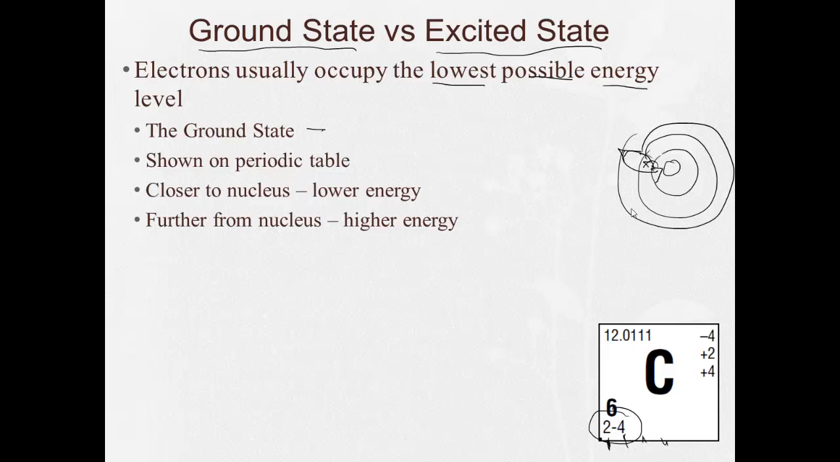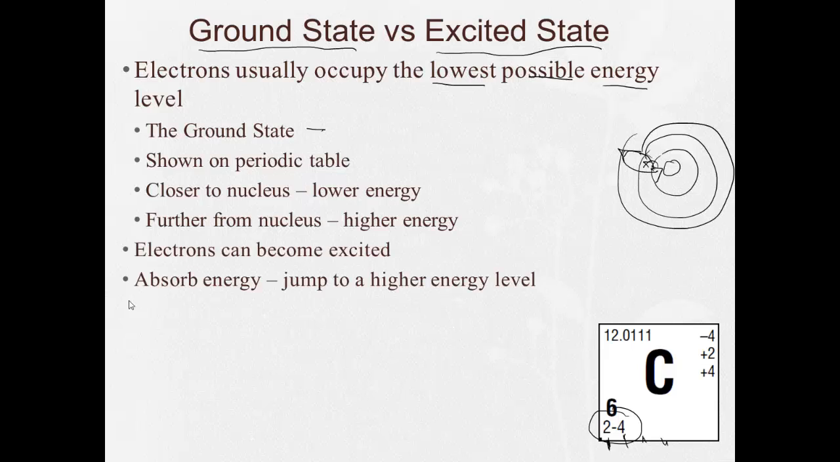All right, so electrons can become excited. They do so when they absorb energy. An electron absorbs energy, it jumps to a higher level. That's said to be an excited state. And that's not shown on the periodic table. So we have to learn how to figure out what an excited state is.